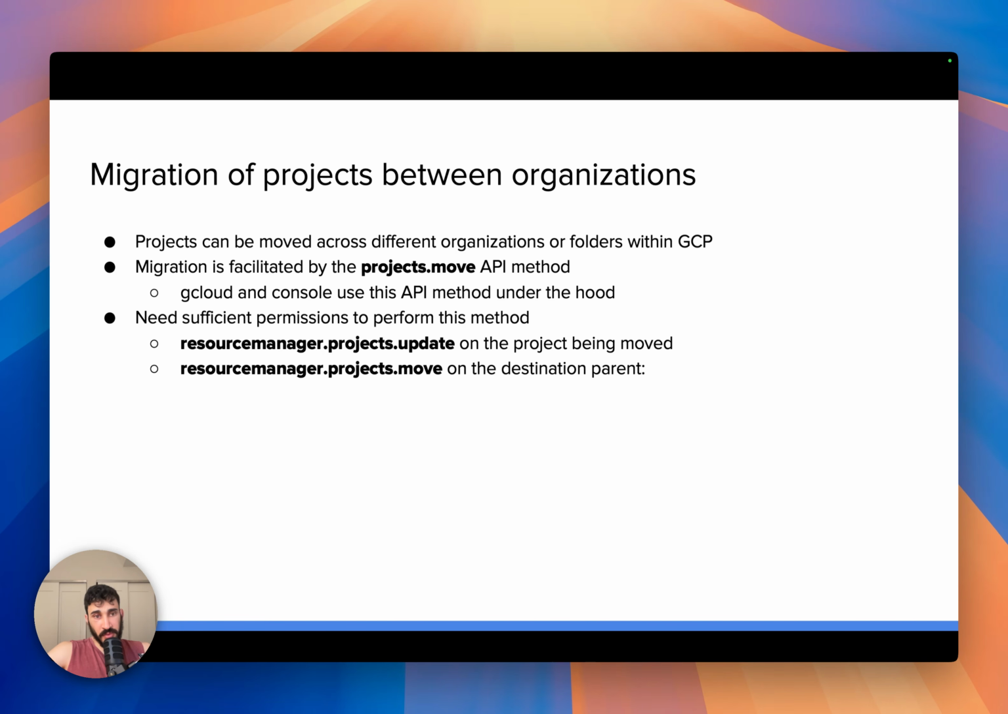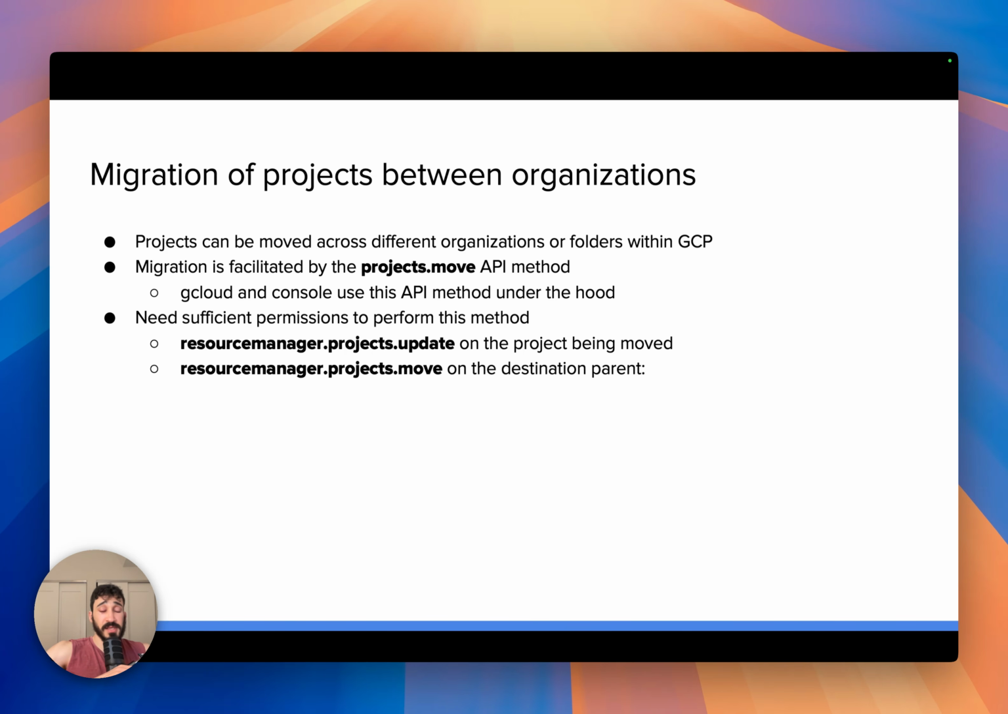One thing you need to know real quick, just a few bullet points, is the migration of projects between organizations and how that is done. We talked about the resource hierarchy, right? Where you have organizations, folders, and projects within those folders. Projects can be moved across different organizations or folders within GCP. It doesn't have to stay where it is. And the migration is facilitated by a specific API method called projects.move. gcloud and the console use this API method under the hood, even if you're clicking around in the console to do the migration.